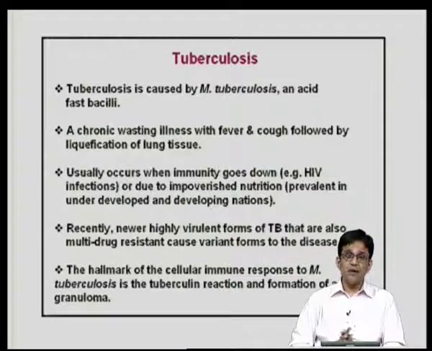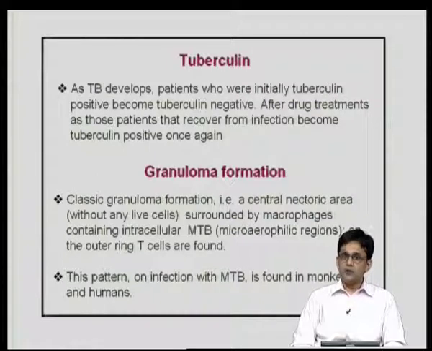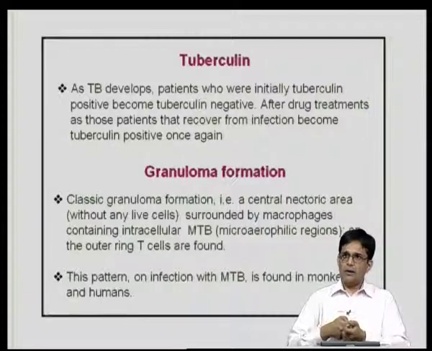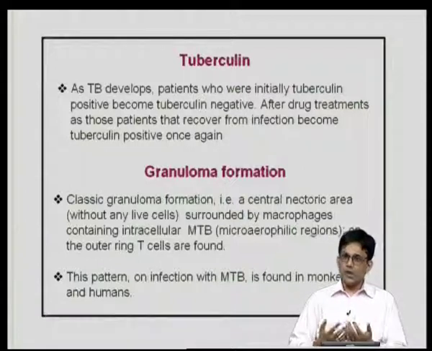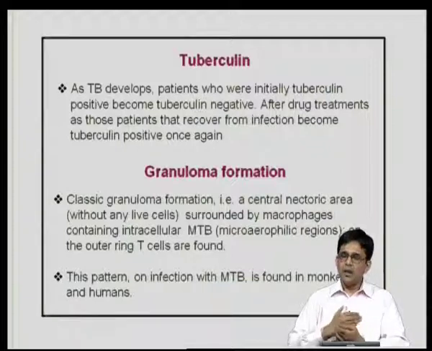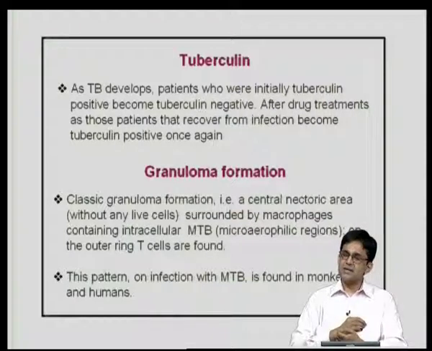So tuberculosis is a disease that one has to be very careful about. There are two main hallmarks of TB. One is the tuberculin reaction, which we will discuss, and the second is formation of granuloma. Now, tuberculin is actually the secreted antigens or secreted proteins of M. tuberculosis. If these are injected within the skin, there is a very quick response by the host, because you are generating a delayed type hypersensitivity response, and this can be measured, and this is known as a tuberculin reaction.